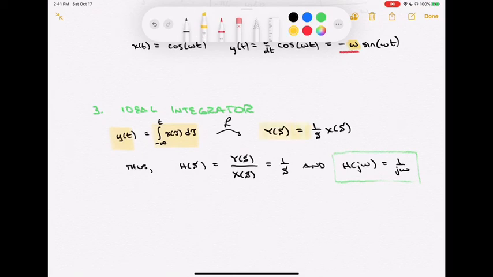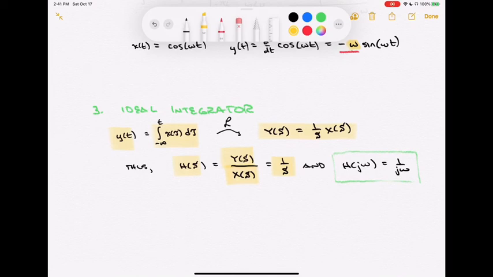I get Y of s equals 1 over s times X of s. These are just properties of the Laplace transform again. Of course, we kind of knew this. If differentiation was s, and integration is the antiderivative, we should get a 1 over s in the transform domain. That means the transfer function, output over input, is just 1 over s. It's 1 over s rather than s.